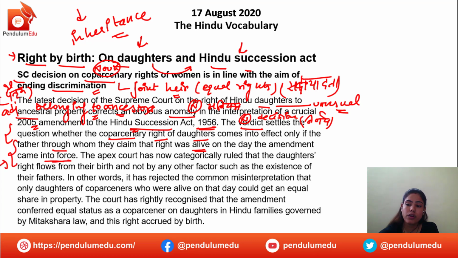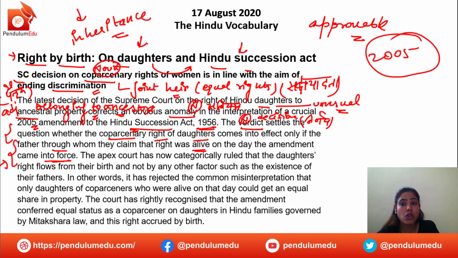Now, this is important to understand. The coparcenary right, I must say, would be viable, would be applicable only for those daughters or girls whose fathers are alive or were alive in 2005, not before that. If before 2005 your father has died, then you don't have any such right to have an equal share. But if in 2005 your father was alive, then you have equal rights.